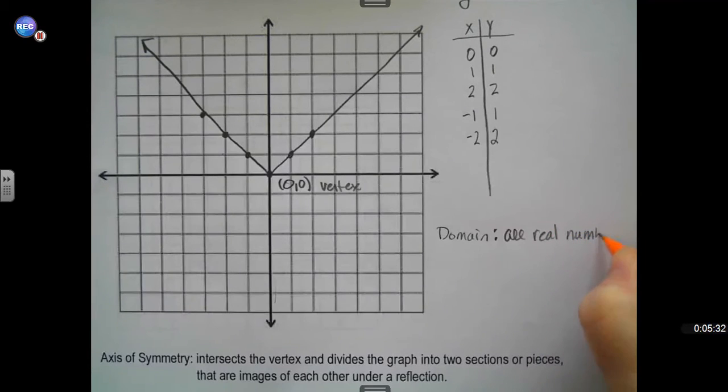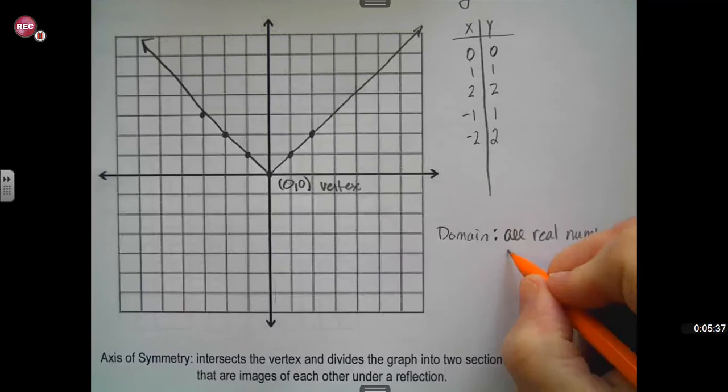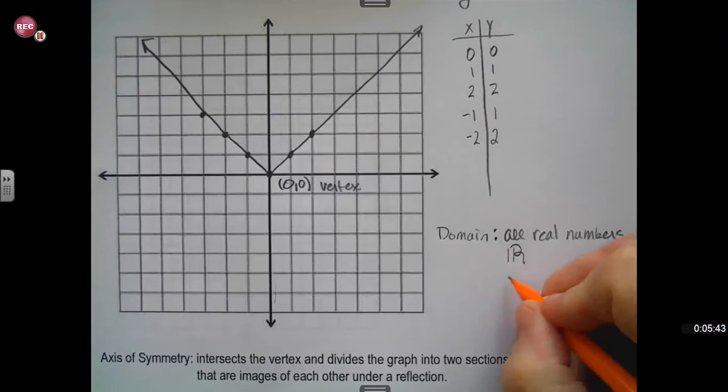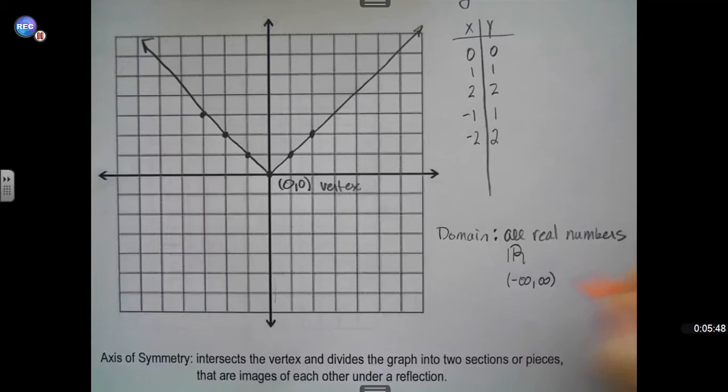And one way to write that is to write all real numbers. Another way to write that is to use a symbol for all real numbers. And another way to write that is in bracket notation, and we write negative infinity to infinity using parentheses. And that means anything from negative infinity to infinity can be plugged into the graph. And that's a way of saying all real numbers.